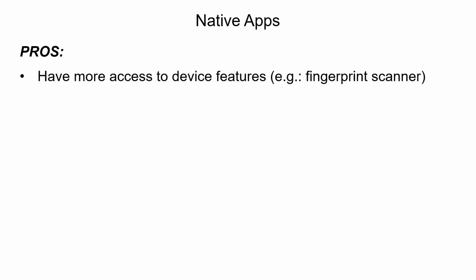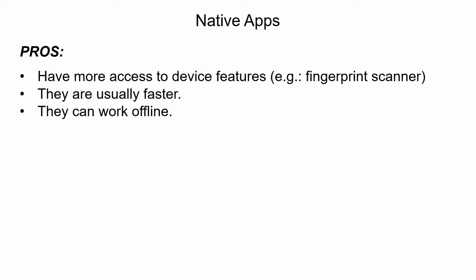Some of the pros. Since native apps are developed specifically for the devices in which they are installed, they generally have fuller access to the device's features and even hardware features. For example, accessing a smartphone's fingerprint scanner. They are usually faster. They can work offline and do not require a constant internet connection.